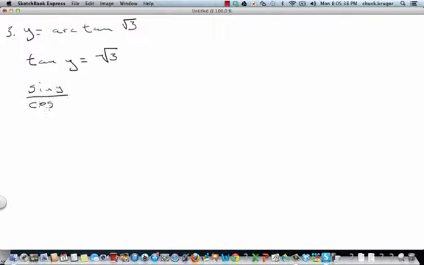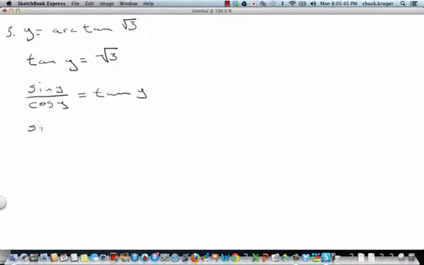This one's more general. We're going on to tangent here, so I have number 3, y equals the arctangent of the square root of 3. I'm thinking the tangent of y is equal to square root of 3. A lot of times I can't remember that, but I do know that the sine of y over the cosine of y is equal to the tangent of y.